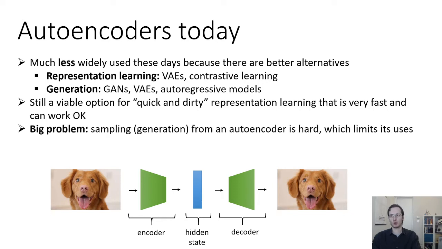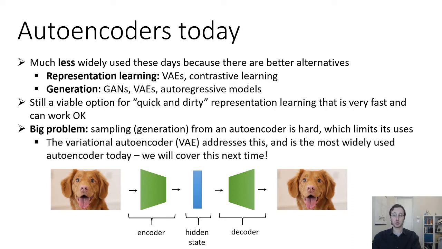A big problem with autoencoders, the ones that I described in the previous part of the lecture, is that sampling, or generation from the autoencoder, is very hard, which limits its uses. So you can encode an image, get the hidden state, and then decode it, but it's very difficult to generate an image from scratch. The variational autoencoder actually addresses this, and this is the most widely used autoencoder today, so we'll cover this a lot more next time.